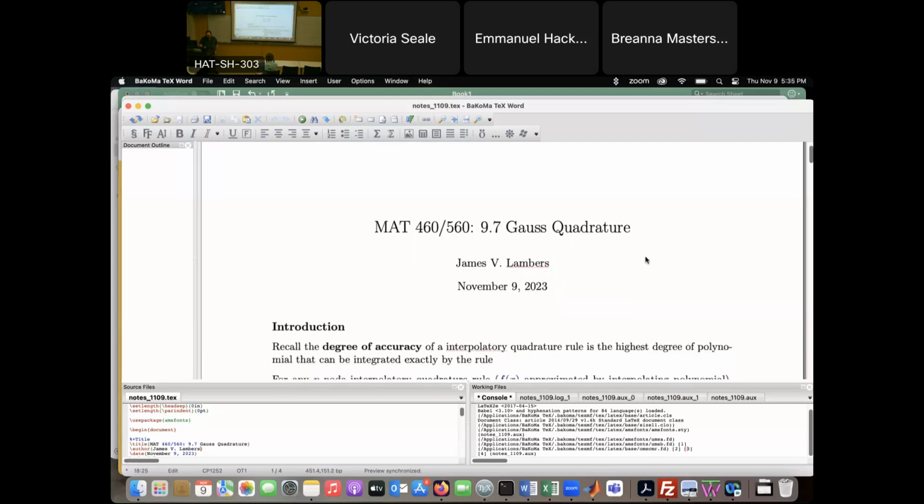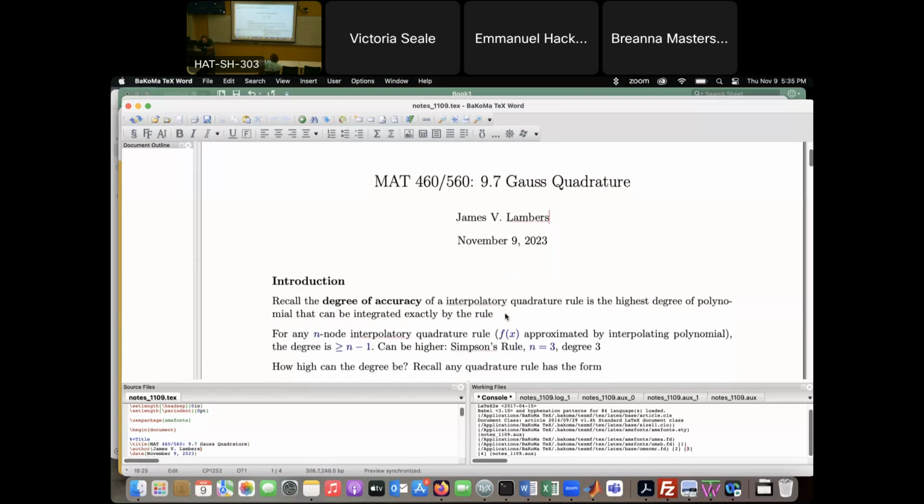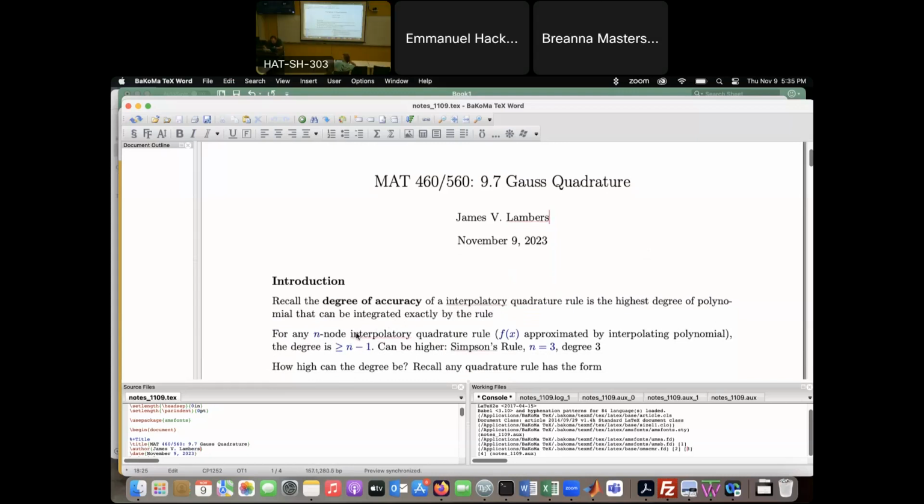So I'm going to bring back a concept from early on in the chapter, the degree of accuracy. If you have an interpolatory quadrature rule, such as the Newton-Cotes rule, the degree of accuracy is the highest degree of polynomial that will be integrated exactly using that rule. Now, as I mentioned before, if you have an n-node interpolatory quadrature rule, and just to refresh your memory, that's where we approximate your integrand by the interpolating polynomial at the nodes, and you integrate the polynomial exactly, the degree of accuracy is at least n minus 1. But we have already seen examples where it can be higher than that. Simpson's rule, for instance, uses 3 nodes, so the degree is at least 2, but it turns out to be 3.